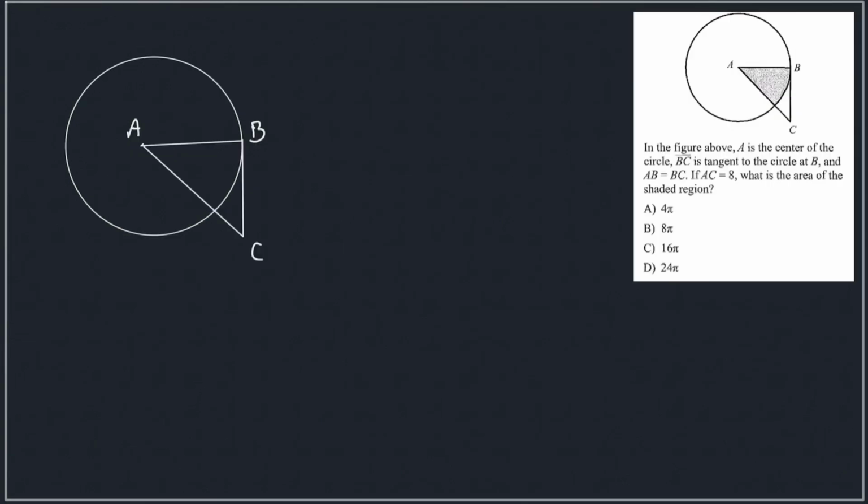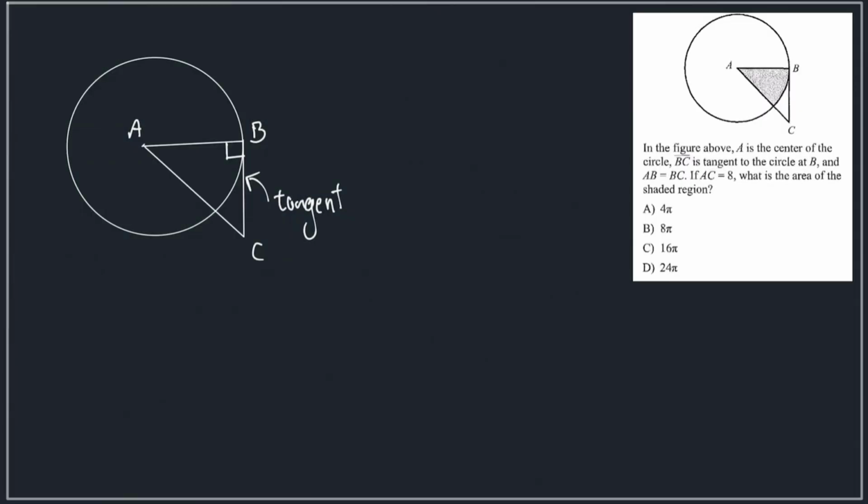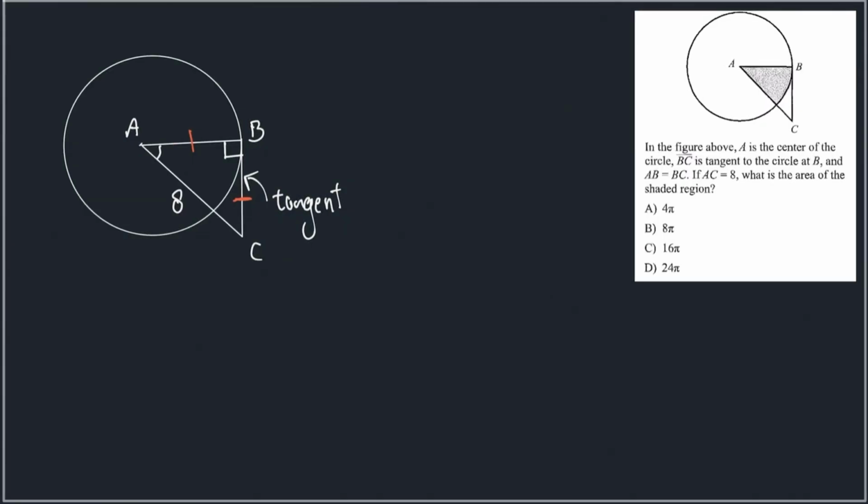Let's take a look at another problem. We are given a tangent to the circle. Since the radius and the tangent always make an angle of 90 degrees, AB must be perpendicular to BC. They also told us that AB is equal to BC, which makes this an isosceles triangle. Therefore, angles of this triangle are 45, 45, and 90 degrees. As this is a special triangle, the ratio of the sides should be 1, 1, and root 2.